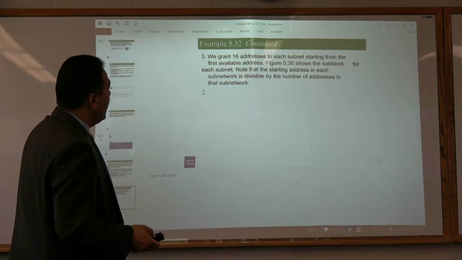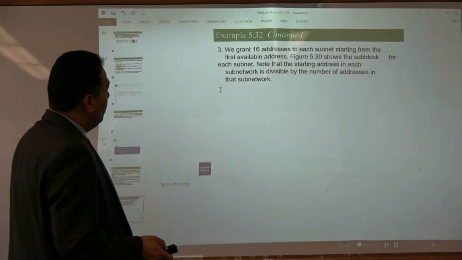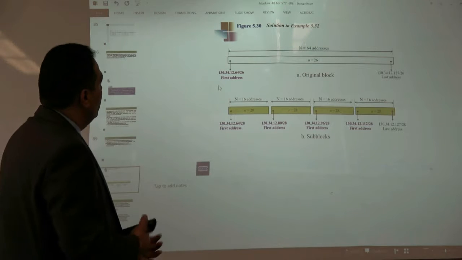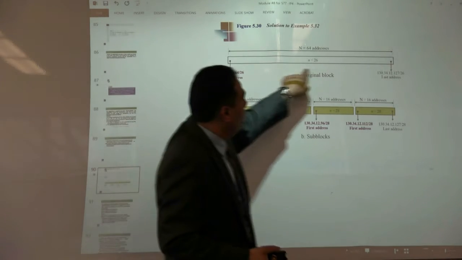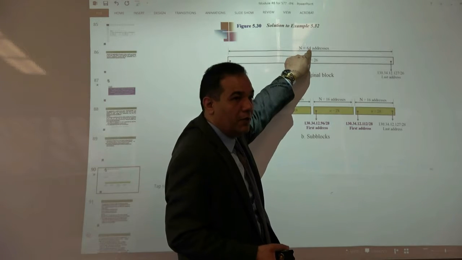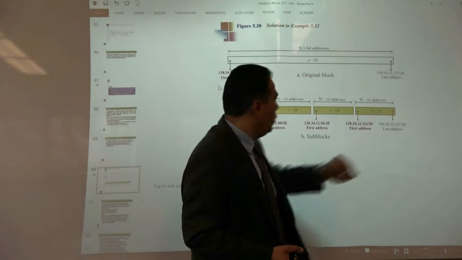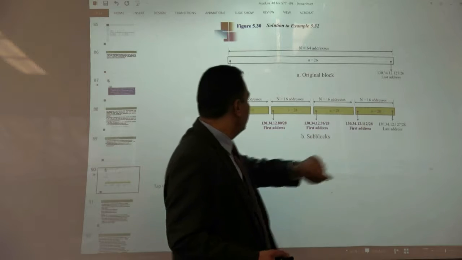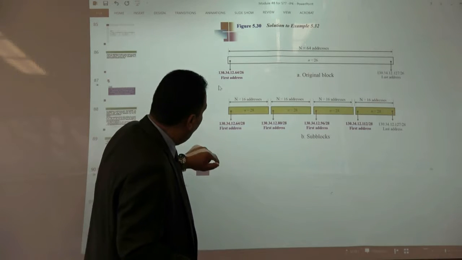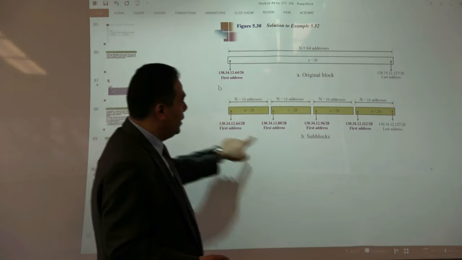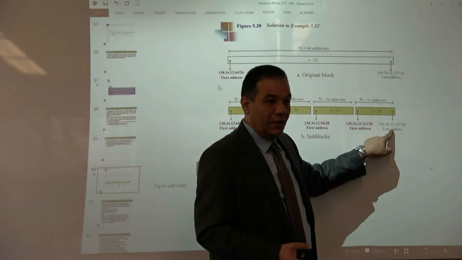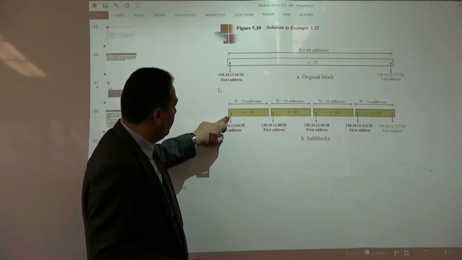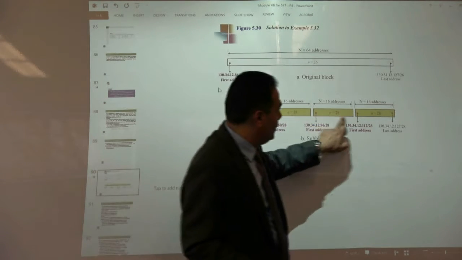Alright, we grant 16 addresses to each subnet starting from the first available address. The figure shows the sub-blocks. So initially, I have this whole block. How many IPs? 64 IPs. Now divided in 4. Alright? So the first one has 16 addresses, /28, /28, /28, /28. So it starts from the first IP address, and this will be the last IP address we have calculated, right? And then you take 16, then the following 16, following 16, following 16.